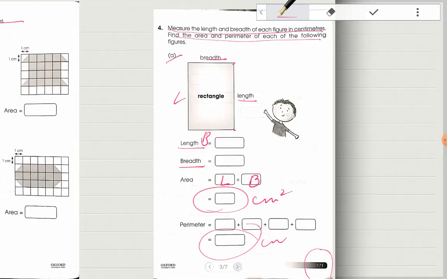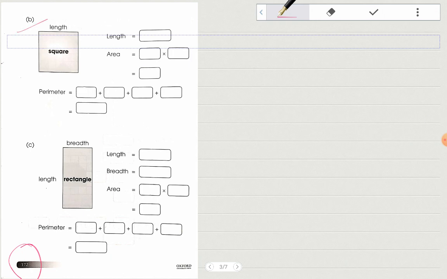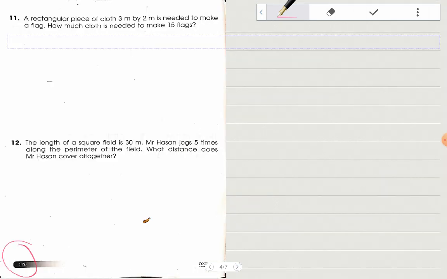Now move on to the next page, page number 172. You can attempt B and C part from workbook 3B to practice area and perimeter. Move on to the next page, page number 176. Look at the word problems related to area and perimeter.